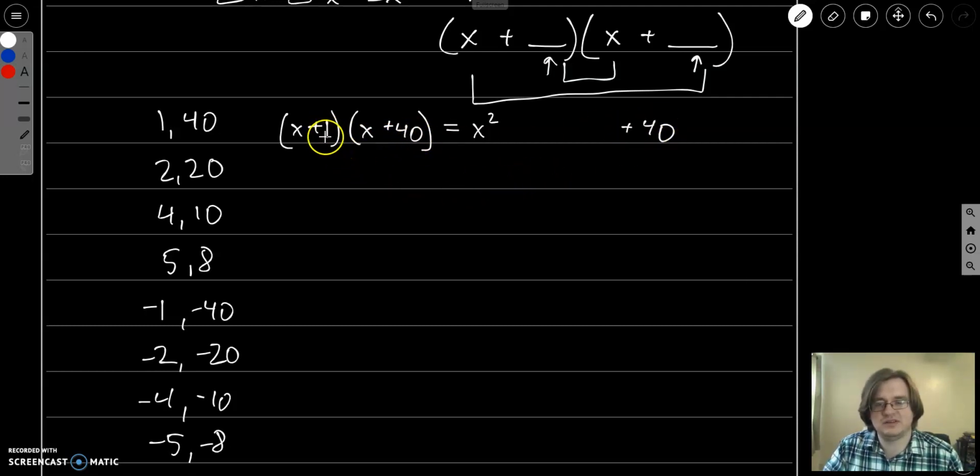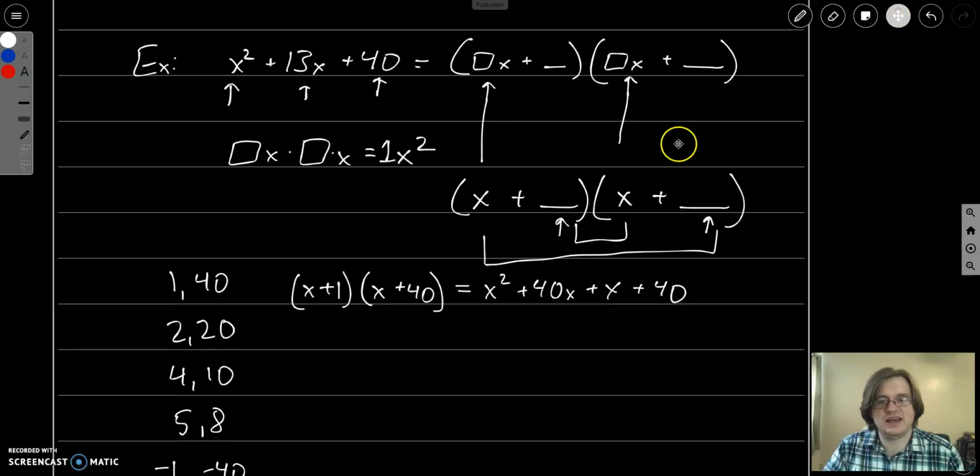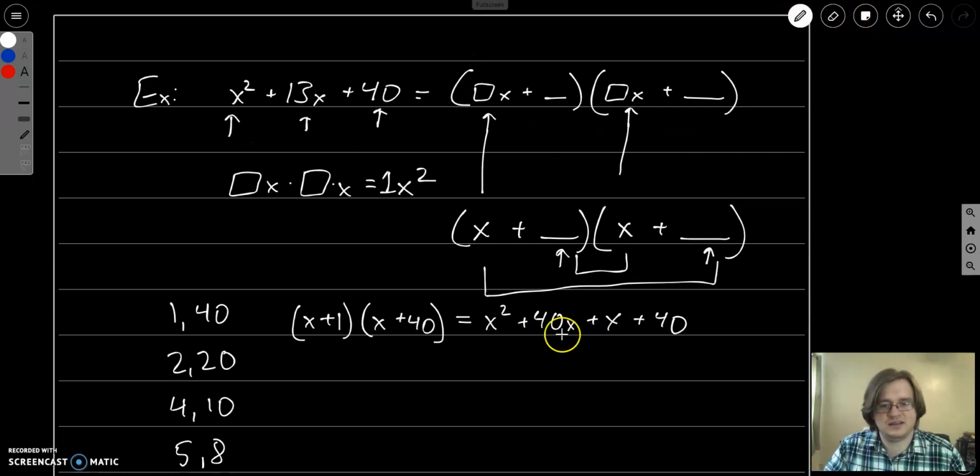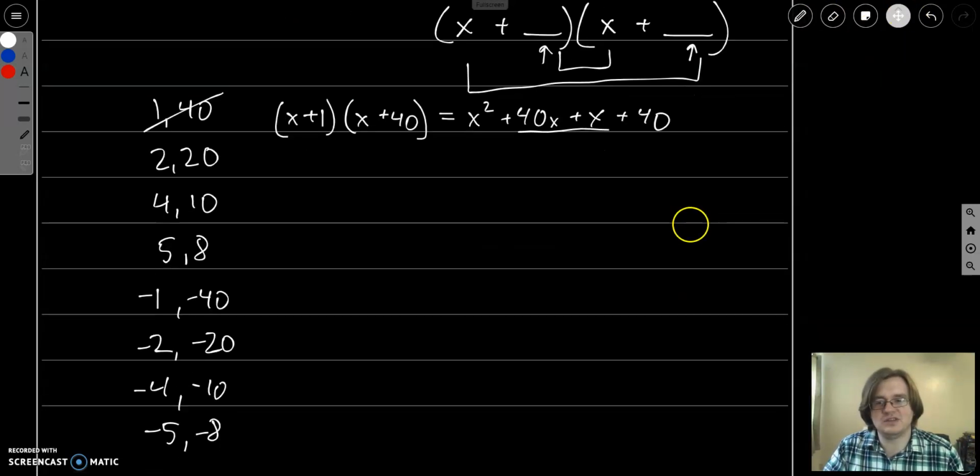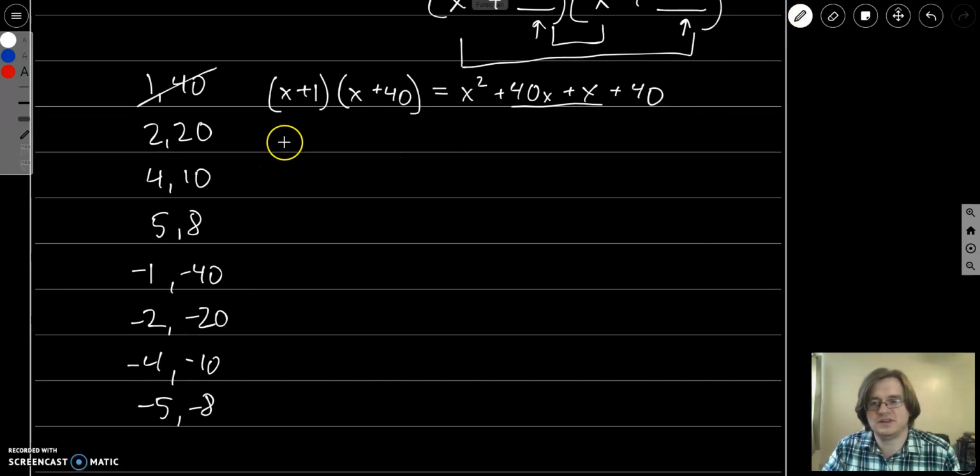And what do I get in the middle? Sorry, I should do this in order. The outer terms first, x times 40, plus 1 times x. And we can see that the outer and inner terms, 40x plus x, do not add up to 13. So this is not the one that we want. And we can continue doing this. I'll do a couple more of these.